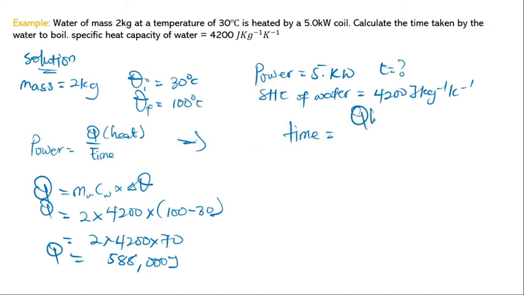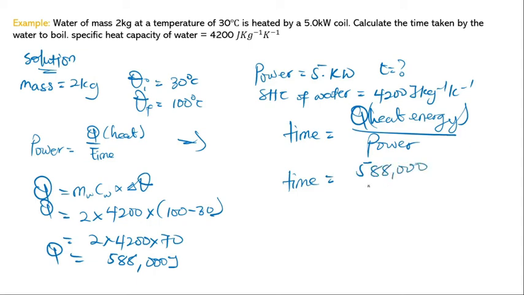our time will now be equal to the heat energy, that is, the ratio of the heat energy to the power of the coil. So the time is now the heat energy, 588,000, over the power, which is 5 kilowatts, so it's 5 times 10 raised to the power 3 watts. So if you do the computation, you get a time of 117.6 seconds. So this is the time it took the 5 kilowatt coil to boil 2 kilograms of water from 30 degrees Celsius to 100 degrees Celsius.